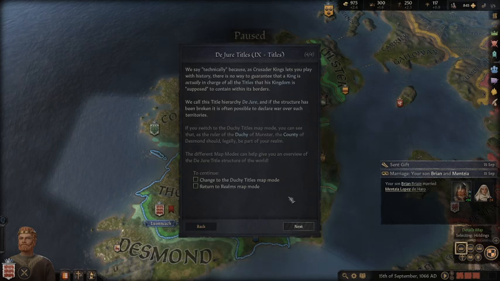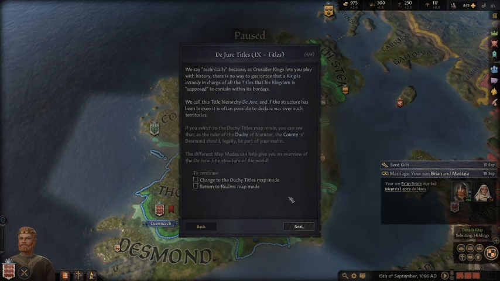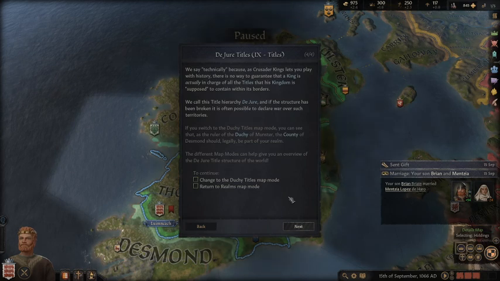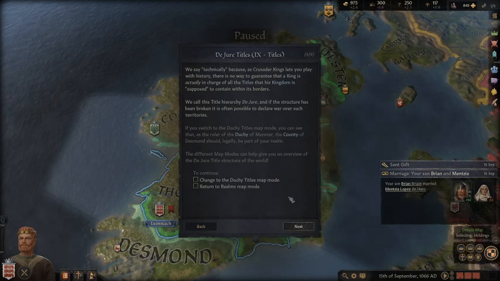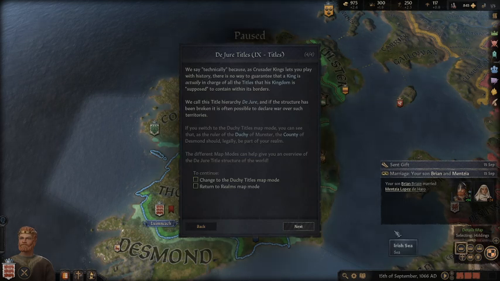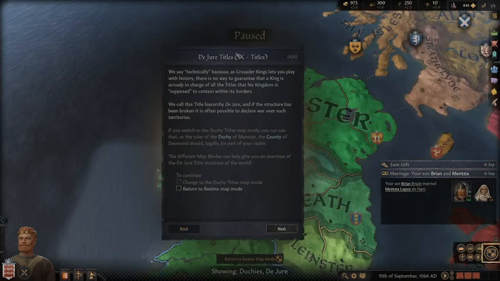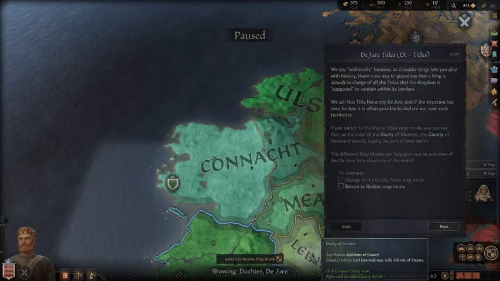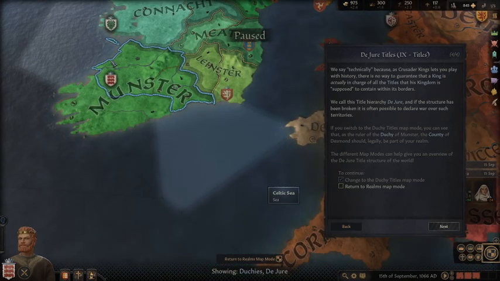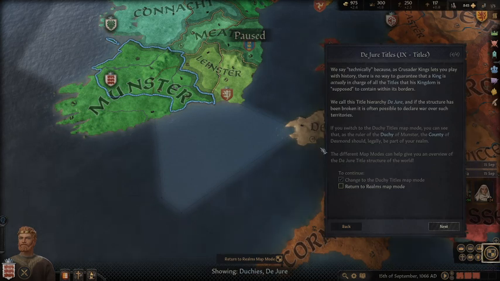If you switch to the Duchy Titles map mode, you can see that as the ruler of the Duchy of Munster, the County of Desmond should legally be part of your realm. The different map modes can give you an overview of the de jure title structure of the world. Right, so switching map modes to Duchy titles. Yep, there's Munster, and Desmond is certainly supposed to be part of it.